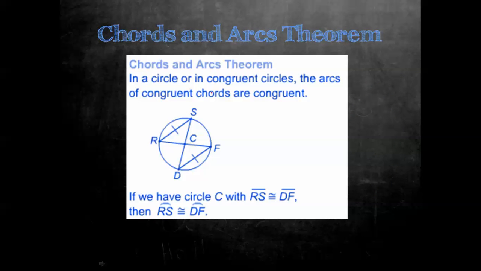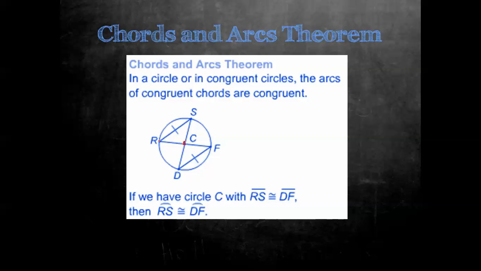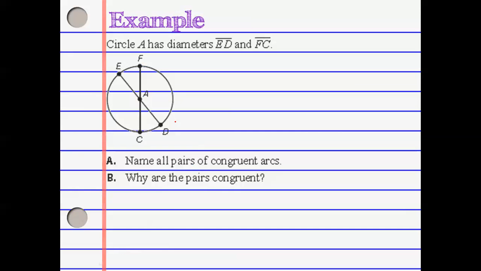Chords and arcs theorem. It says that in a circle, or in congruent circles, the arcs of congruent chords are congruent. For example, if we have circle C right here, and line RS and line DF, these are both chords, because they have their endpoints on the edge of the circle. These two lines are congruent. So since we know that RS and DF are congruent, then we also know that the associated arcs, arc RS and arc DF, are also congruent. So that's the chords and arcs theorem.